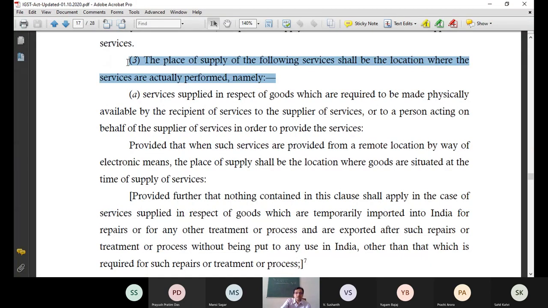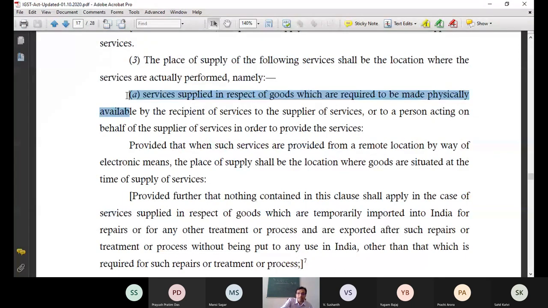Namely, now what are those services? Clause A. Services supplied in respect of goods. Think carefully in your mind. Services supplied in respect of goods which are required to be made physically available by the recipient of services to the supplier of services. Goods are involved, but technically I am not supplying the goods. I am supplying the services related to some goods.